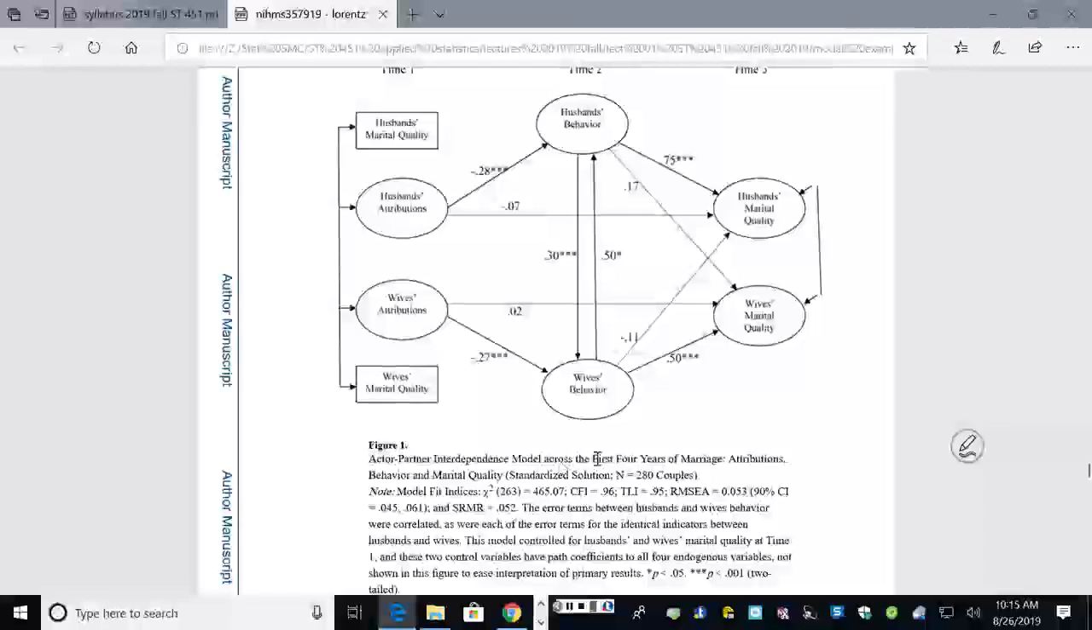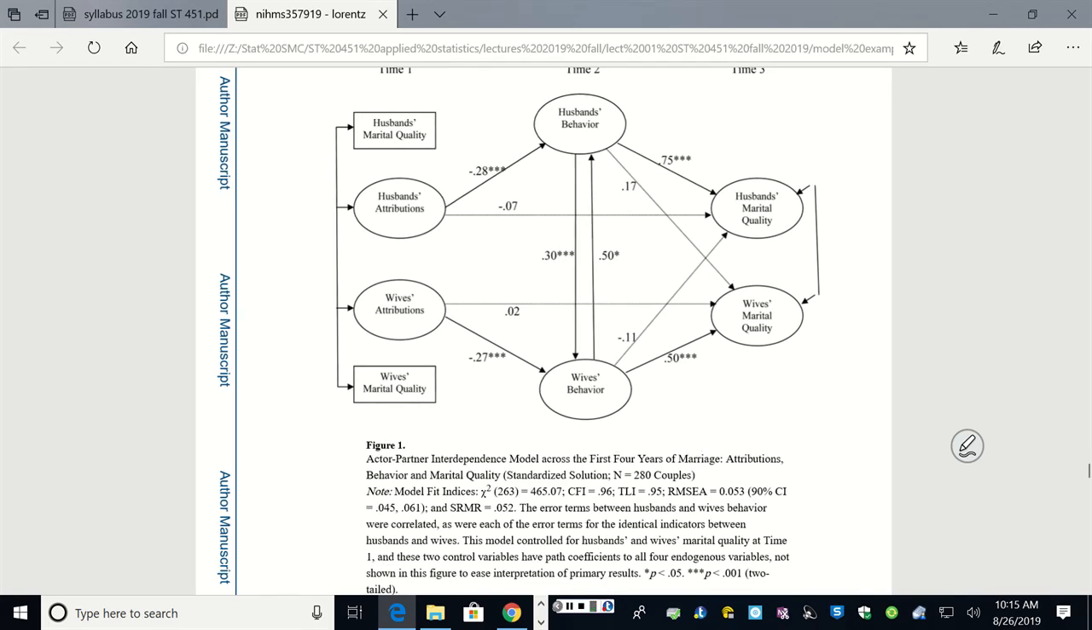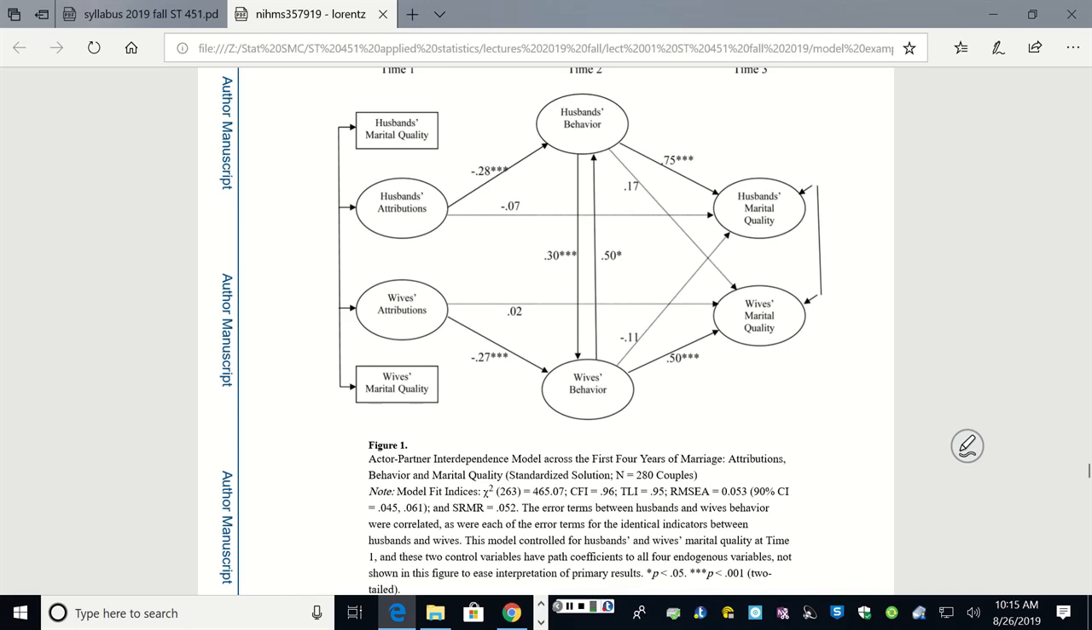But this is essentially the model they come up with: the measurement, the husband's marital quality and the wife's marital quality is what they're looking at. There's behaviors and there's attributions. What are they interpreting behavior as? And they interact with one another, right? And so each one of these things is measured with several different components. And then there's these correlations.